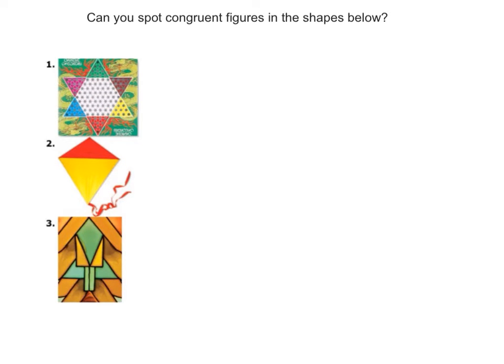So you can become better at spotting congruent figures. Can you spot congruent figures in the shapes below? Take a look at number 1. Looks like a Chinese checkerboard. Can you spot congruent figures? It looks like I can. I think that these triangles would all be congruent. So yes, there are congruent figures in here. Any other shapes? Not really. The center shape doesn't really have another figure that matches it. So these triangles would all be congruent.